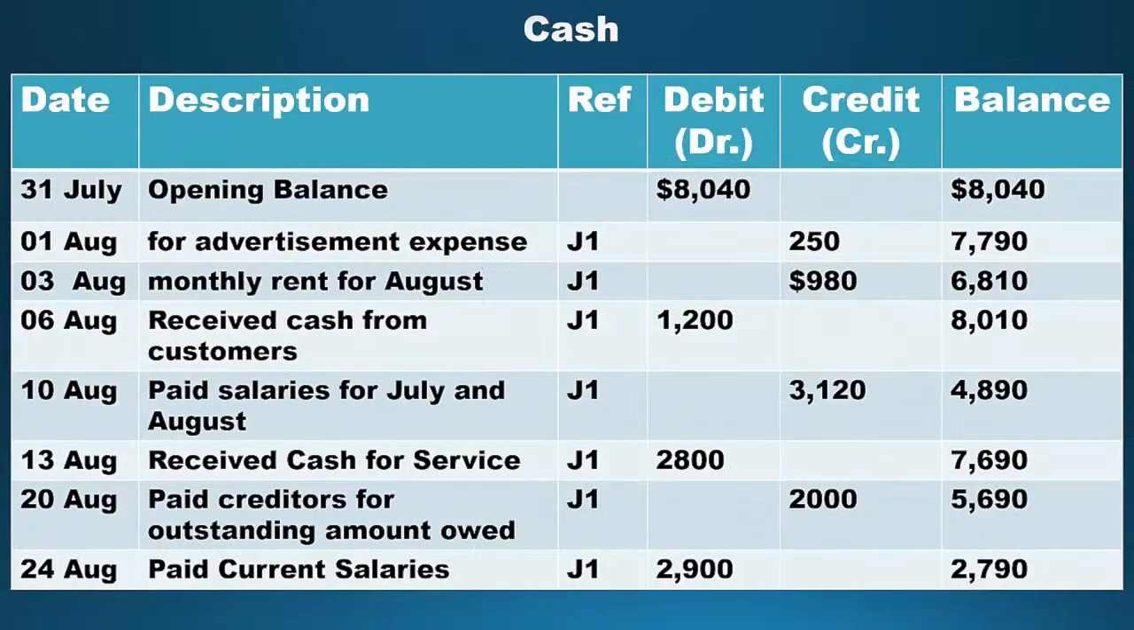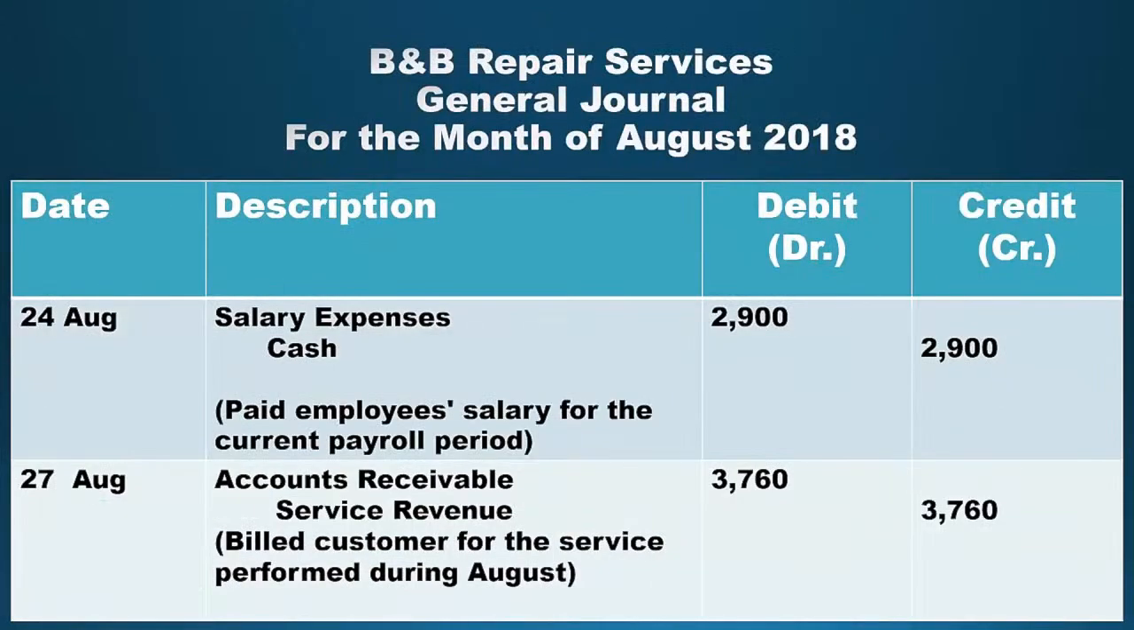Cash ledger. 1. Date. Write the date, August 24. 2. Narrative. Add the narrative: Paid salaries for the current payroll period. 3. Reference. Include the journal reference, J1. 4. Amount. Enter $2,900 in the credit column. We credit cash because the company is spending money, and decreases to assets like cash are recorded on the credit side. August 27th, billing customers for services performed.